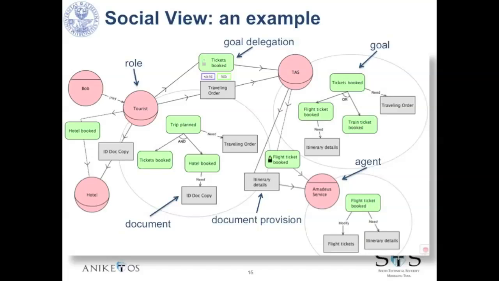So if we consider our given scenario, when the travel agency service is delegating flight tickets booked to the Amadeus service, it requires it to not further delegate the fulfillment of this goal to any other actors. And the way we capture that in the modeling language is by representing the delegation line as a dashed arrow instead of a continuous one as the other delegation, for instance, tickets booked.